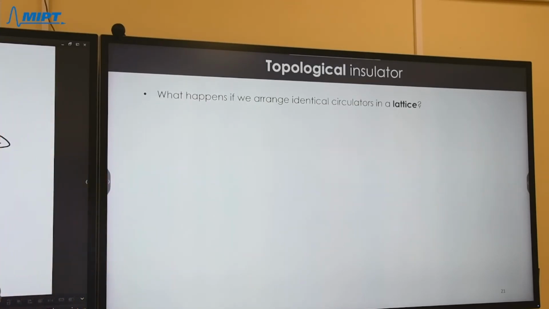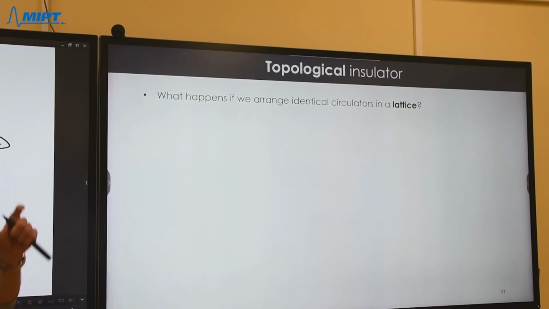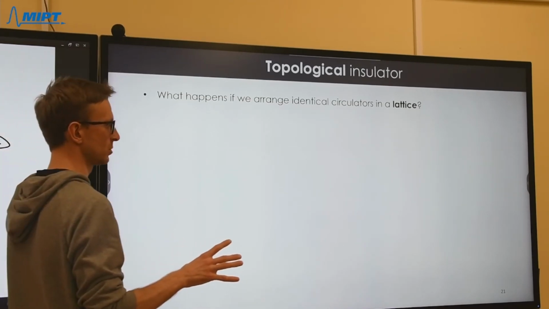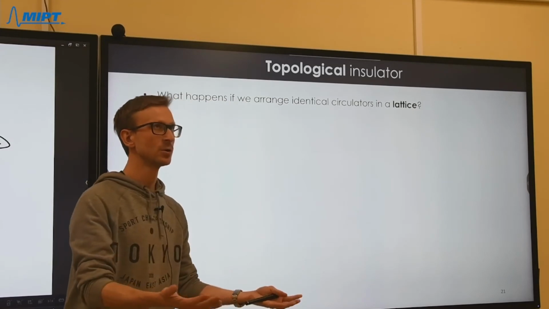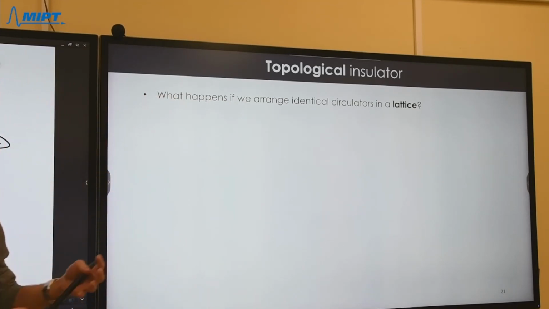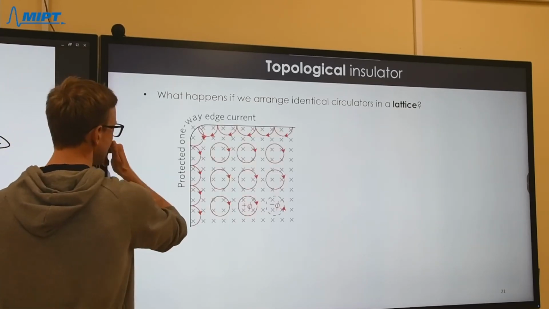Let's see what happens if we now take a bunch of identical optical circulators and arrange them in a lattice, in any kind of lattice. Square, triangular, hexagonal, doesn't matter. It just has to be identical circulators, and they're going to have an edge somewhere in space. Okay, we have only so many circulators. And then this happens.